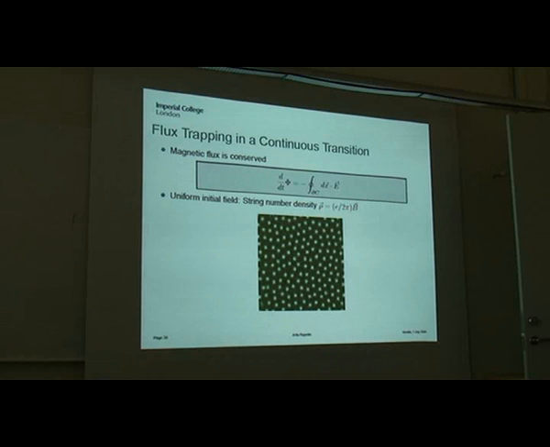And that is of course what happens in a superconductor. If you put a superconductor in a uniform magnetic field and cool it into the superconducting phase, you get a flux lattice.